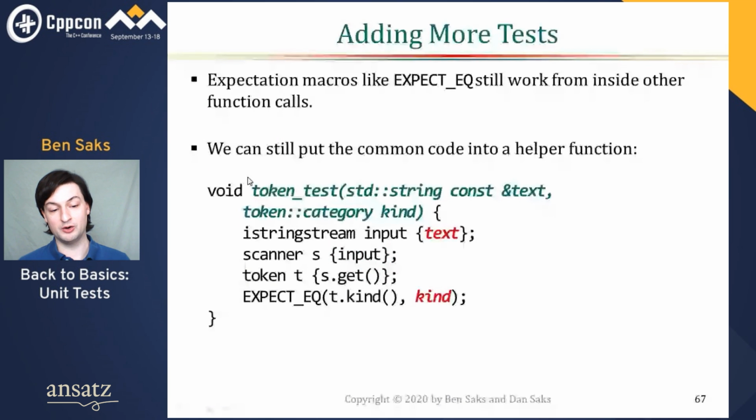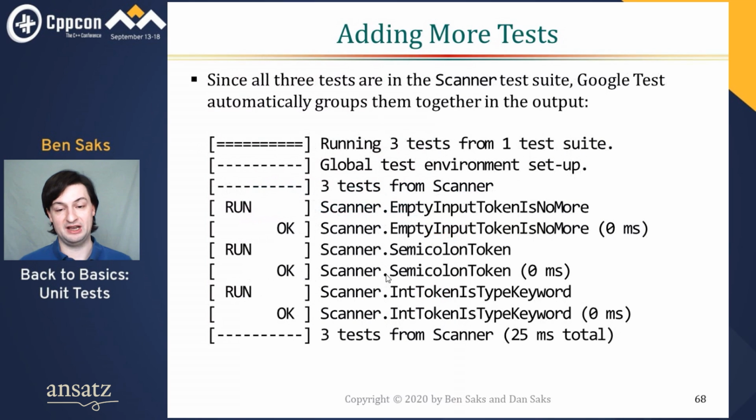So we can put that code into a helper function and do something very similar to the token test function that we wrote earlier, that lets us generalize this test into just take in a certain text as input, build the scanner, read the token. We expect it to be some particular category of token. And now that one test has become three tests. The output looks something like this. It's now indicating that all 3 tests are in the scanner test suite, so they're automatically grouped together in the output. And it just tells us the results from that whole test suite at once.